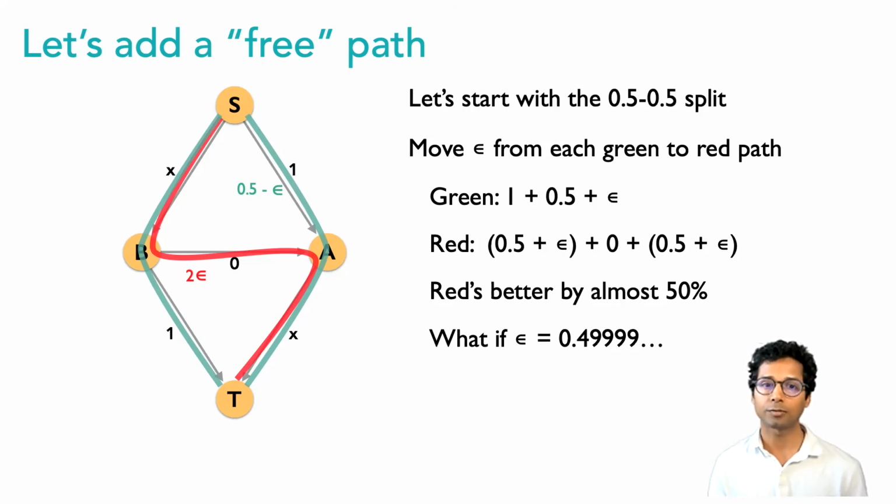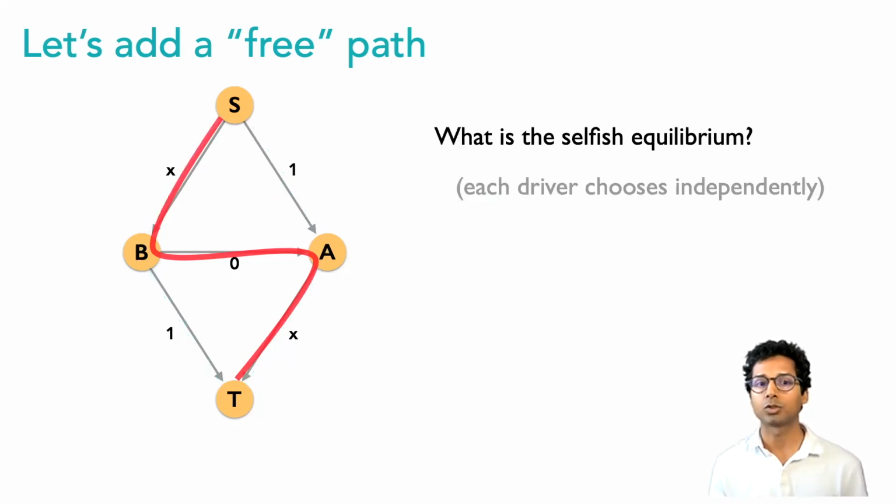So if you're thinking of these individual infinitesimal pieces of traffic as drivers driving cars through this road network, then for every driver, there would always be an incentive to move from either green path to the red path because it provides a shorter travel time. And the equilibrium of the system is for all traffic to shift to the red path.